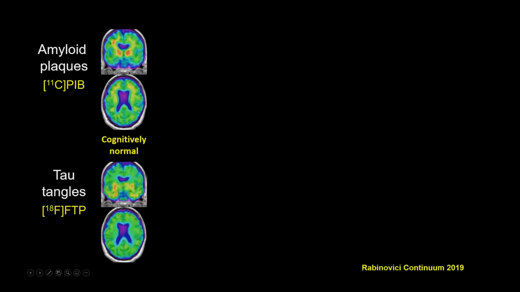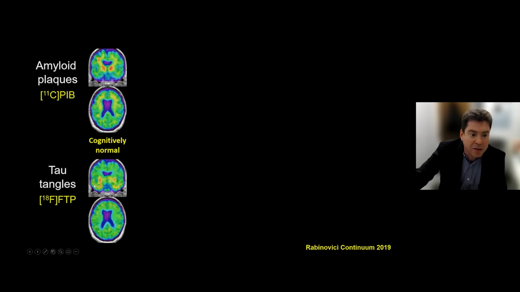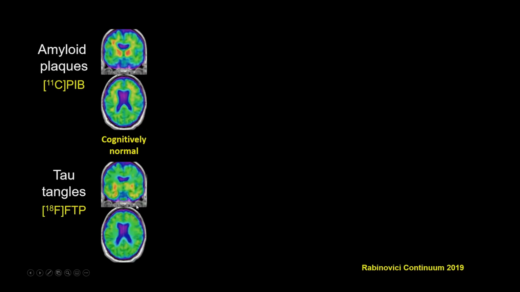And so with the combination of scans that allow us to see plaques and tangles, we can really do what the pathologists have been doing for a long time, but in living people, and see the evolution of the disease. And this has taught us a lot about how Alzheimer's disease evolves. And let me just demonstrate the evolution of the disease. And so on top here, you see amyloid PET scans, on the bottom, tau PET scans.